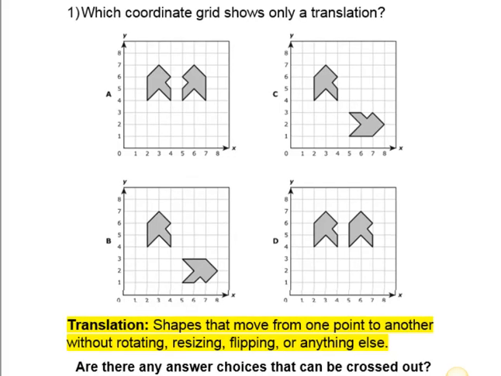Now that we have the definition of what a translation is, and looking at our coordinate grids, are there any choices we can cross out? It's a good practice to mark out wrong answers, because in doing so, you improve your chances of getting the question correct.